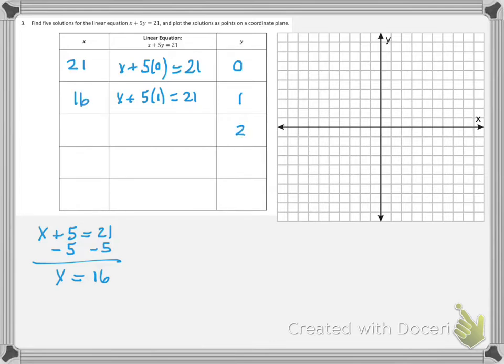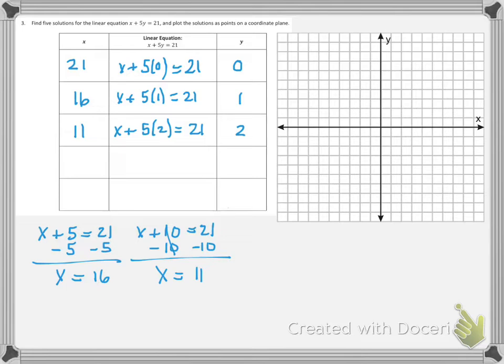Let's check if y is 2. Well, we'd have x plus 5 times 2 equals 21. 5 times 2 is 10, so x plus 10 equals 21. Subtract 10 from both sides, and we get x equals 11. So if y is 2, x is 11.